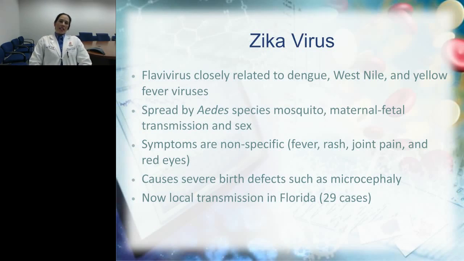So what is Zika? It's a flavivirus. It's closely related to dengue. It's closely related to West Nile, yellow fever, and these viruses are all spread by mosquitoes. They're spread by the Aedes mosquito, which we have in Houston, which we have in Florida, which we have in many parts of the country. You can also see transmission from mother to child through maternal-fetal transmission and through sexual contact.